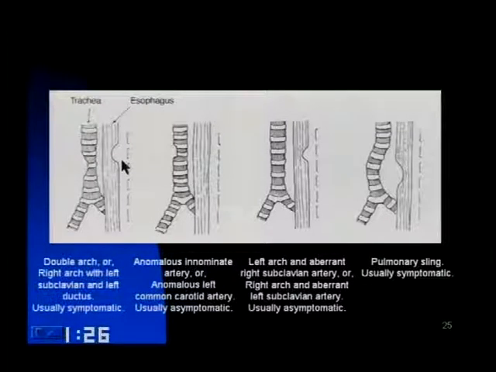On the next, we have anterior impression upon the trachea, which is secondary to an anomalous innominate artery or anomalous left common carotid artery, which is usually asymptomatic. The next case, posterior impression upon the esophagus. This is secondary to a left arch and aberrant right subclavian or right arch and aberrant left subclavian artery, usually asymptomatic. And on the right, posterior impression upon the trachea, anterior impression upon the esophagus. The structure in question comes between the two, and this is secondary to a pulmonary sling, which is usually symptomatic.